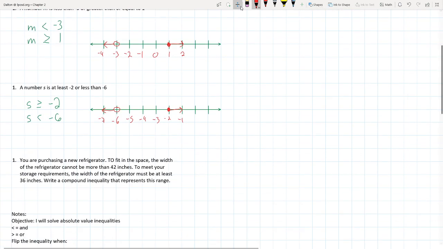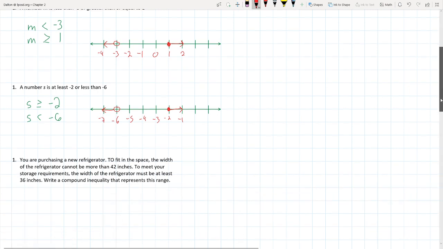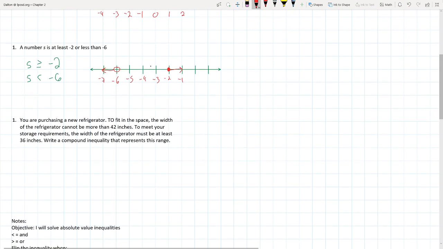All right, we're going to add another bit of space. This one's a true word problem, if you will. Word problems are more similar to the real world. So you are purchasing a new refrigerator. To fit in the space, the width of the refrigerator could not be more than 42 inches. To meet your storage requirements, the width of the refrigerator must be at least 36 inches. Write a compound inequality that represents this range.